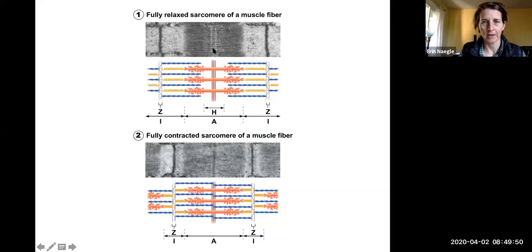So here we have the H zone. Here it is gone because we've got the muscle in fully contraction mode. And the I band, this lighter band, is going to get much smaller as the actin moves towards the M line because the myosin heads are pulling that actin towards the M line.